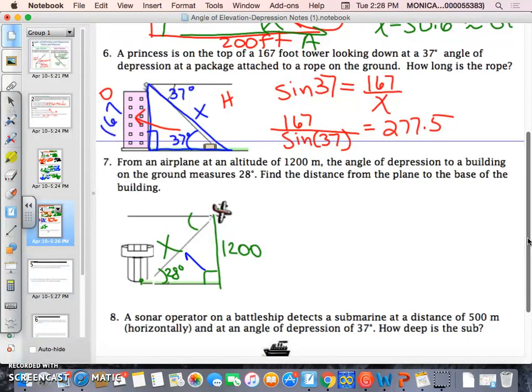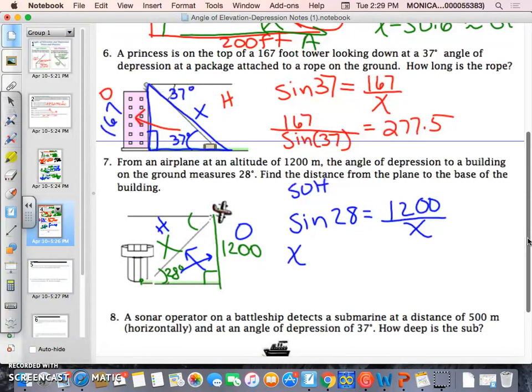Well, I know that this is across from the right angle, so it's the hypotenuse. And this is actually across or opposite the angle. So opposite, hypotenuse, so I'm going to use the sine of 28 equals 1200 over x. So again, this is going to be a division problem.